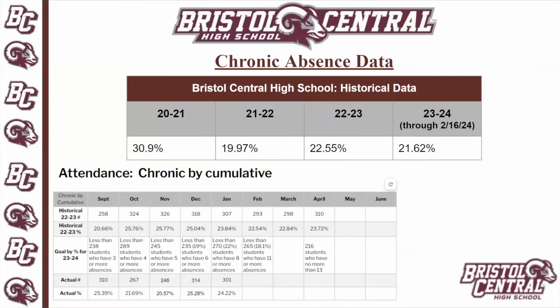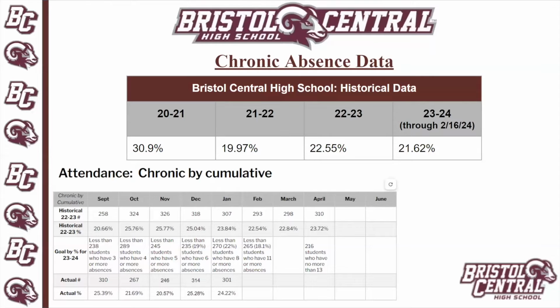That's such a great improvement from where we were during the depths of COVID in 2020 and 2021, in which we saw about 22.5% of our kids be chronically absent for the year. And again, you see our numbers right now. Through February 16th of this year, we are at 21.62%. So part of me is, again, proud and happy to share those numbers.